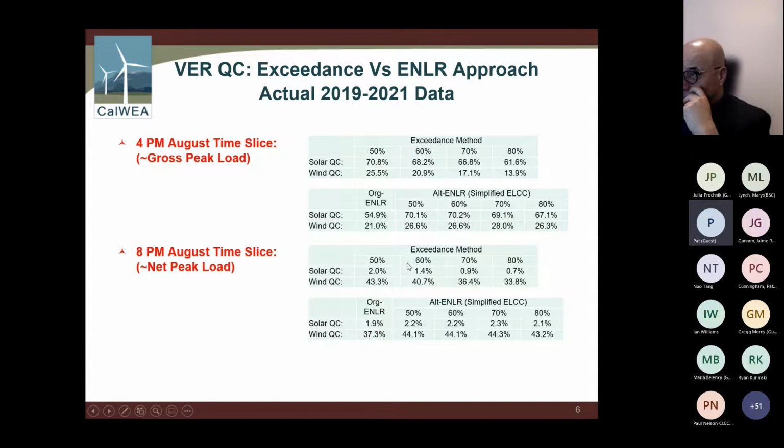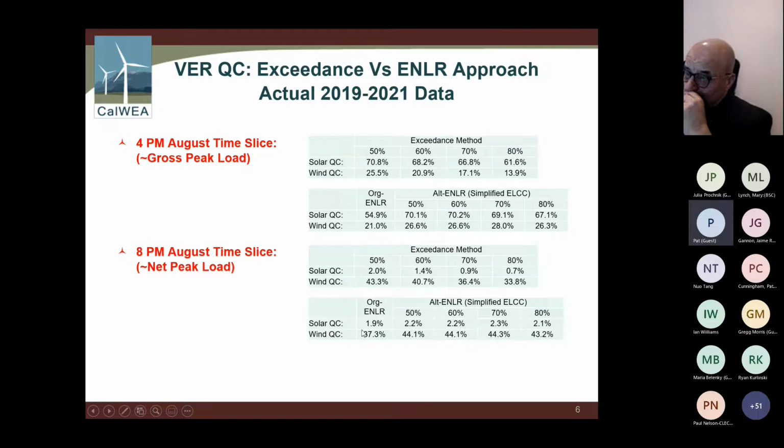And solar, for exceedance, solar is at 50%, about 2%, and at 80% falls to 0.7%. No surprises there. For wind, it keeps on going lower, obviously, as the exceedance goes higher. Again, we have very limited sample, and that's where the fear of applying exceedance comes in.